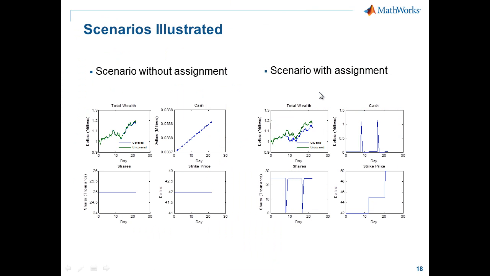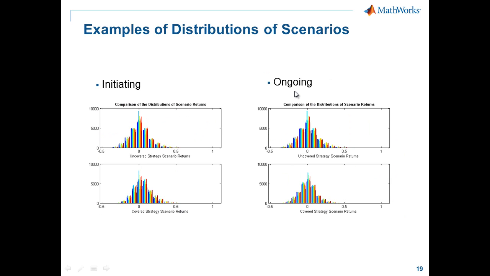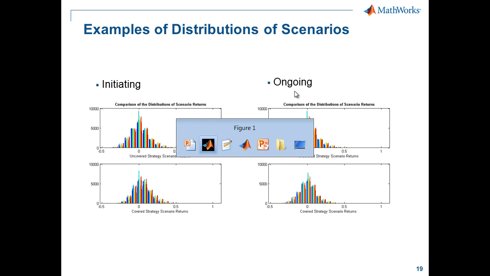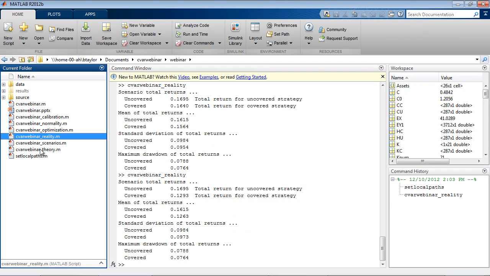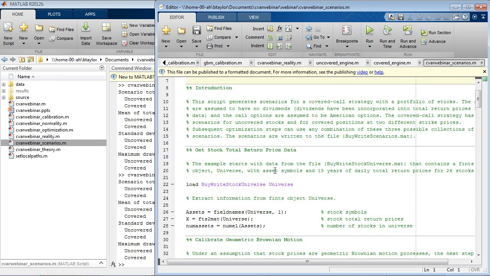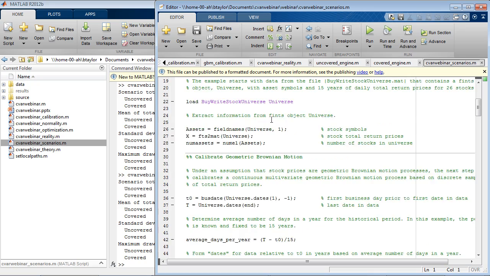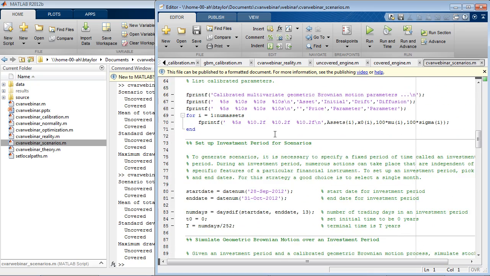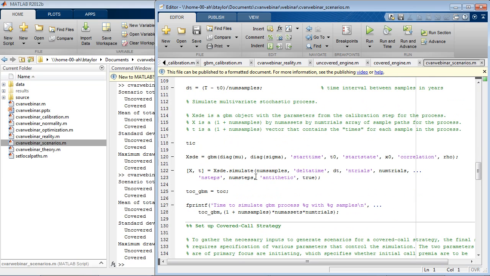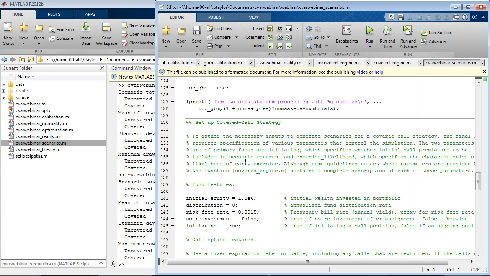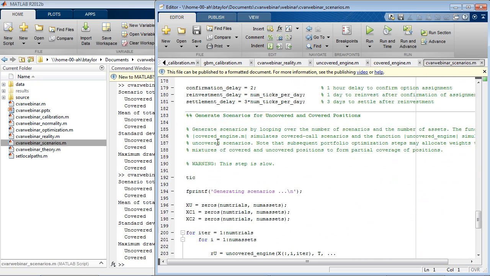And so in some cases, even with this particular example, you can actually have early assignment happen twice in a period. So there's another script here, which is the actual script for generating scenarios, called CVaR Webinar Scenarios. And this basically loads in your data. It does the calibration step within the script. It then generates the multivariate GBM process for the underlying, and then sets up your simulation.